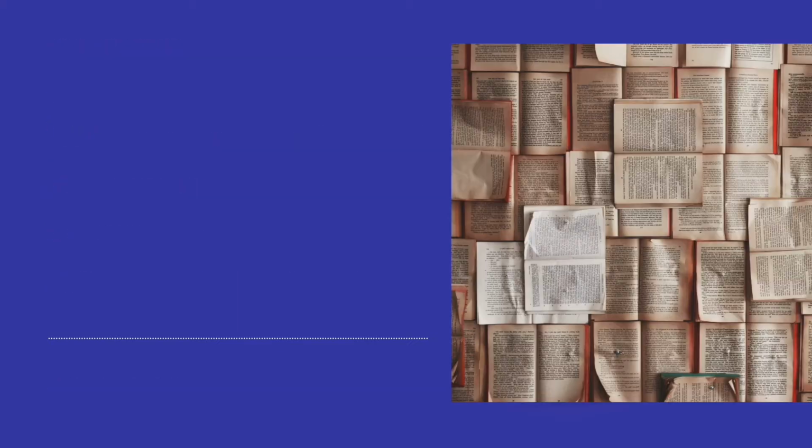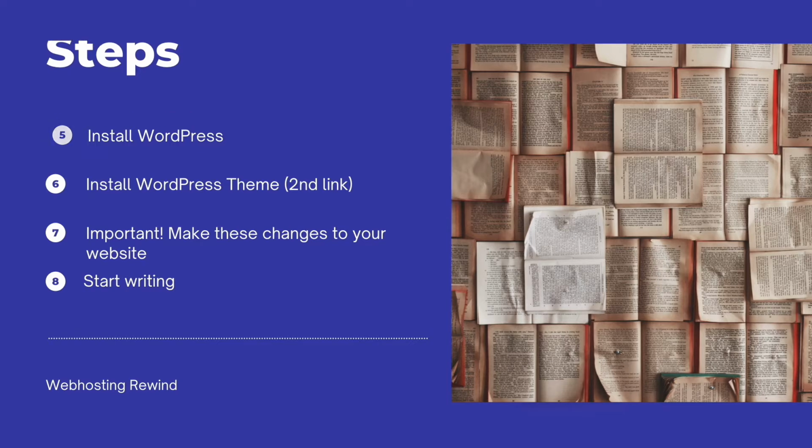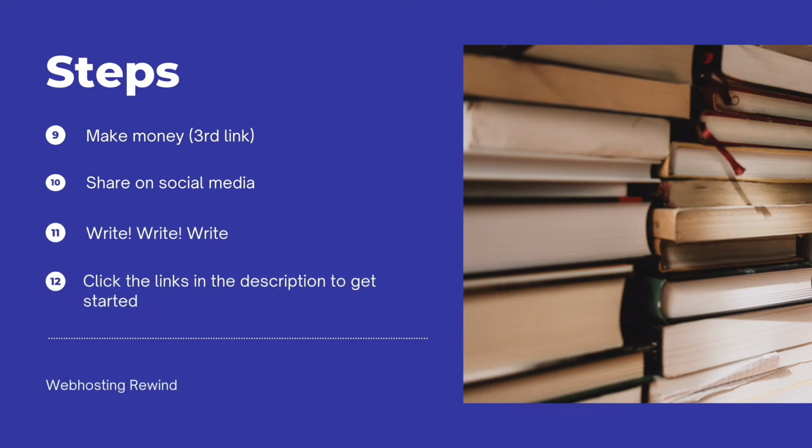Next, we are going to install WordPress. We are going to install a free and premium WordPress theme. I'll actually tell you about the differences there as well, and some changes you need to make to your website so that you can start getting traffic. After that, I'm going to show you how to start writing fast and easy, and then we're going to talk about different ways to make money, why you need to share your content on social media in the very beginning, and about how many blog posts you need to write.